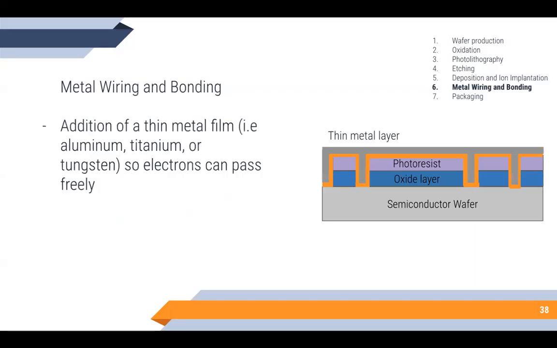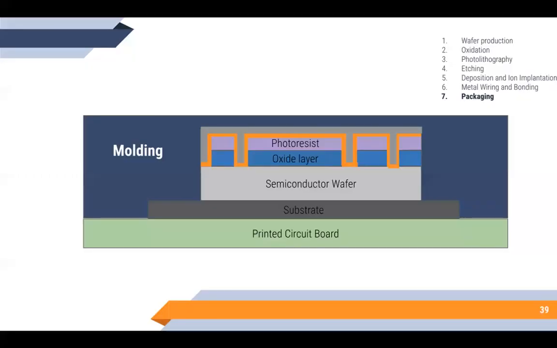In order for the circuit to work from the photomask, an electrical signal must be applied. This is known as metal wiring and bonding process. As the name suggests, a thin metal film is placed on the wafer, often aluminum, titanium, or tungsten, which allow for free electron movement in the desired circuit that you want. The semiconductor is now complete and needs to be encased in molding to prevent mechanical damage.